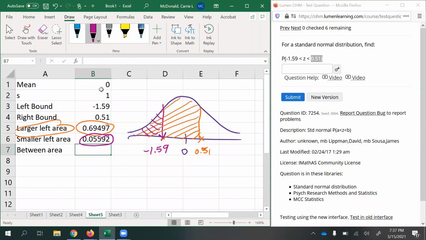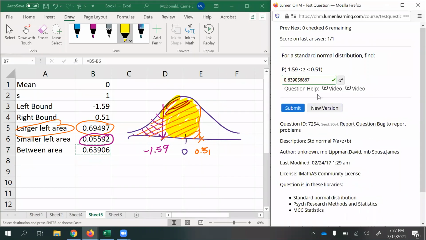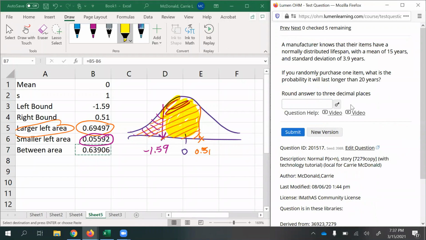The smaller area in the pink, or purple, whatever you want to call that color. And the area in between is what I'm actually looking for as my final answer. So this yellow region here. In order to find that, I can take the larger orange part and take off the little purple part. So I'm going to subtract the larger left area minus the smaller left area and get what's left over after that. It's the in-between area. Okay, and that's how you use the normal distribution in Excel.